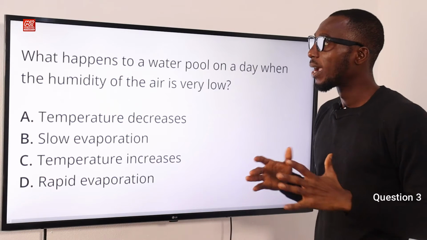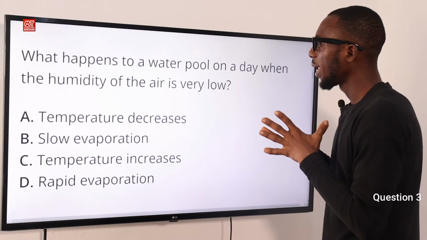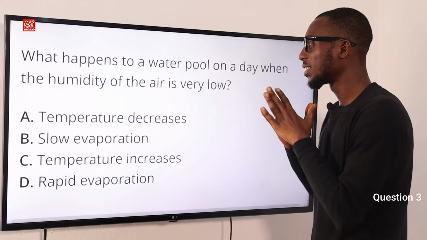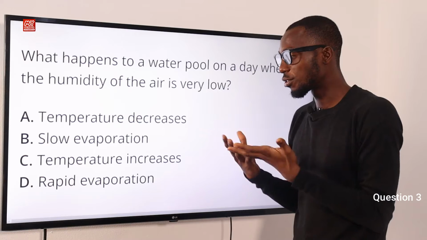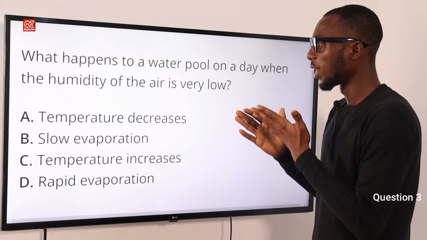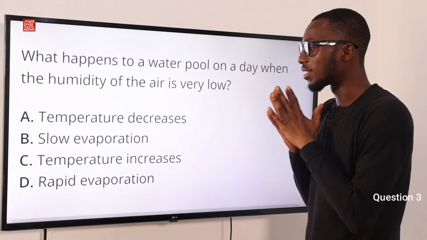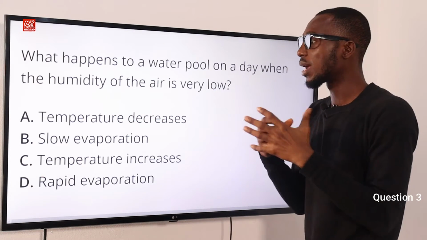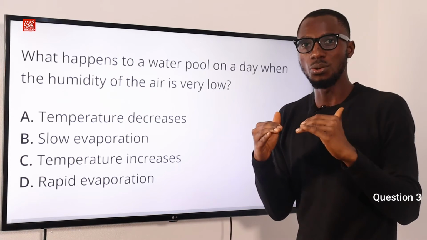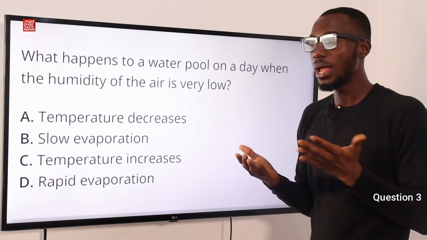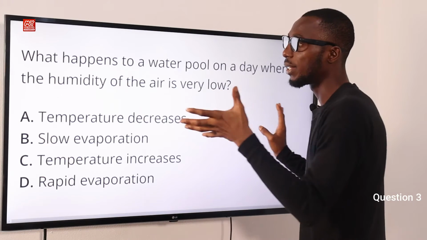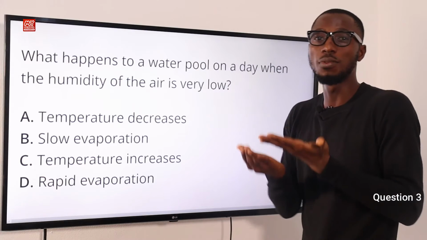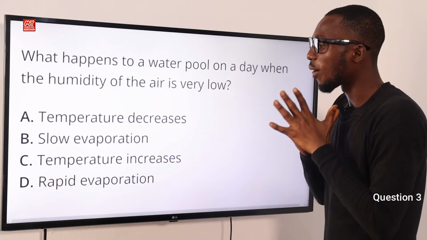Number 3. What happens to a water pool on a day when the humidity of the air is very low? Once the humidity is low, that means the rate of evaporation should increase. So the correct option here is option D. There is rapid evaporation, because at this point the level of water moisture in the air is low, so it allows for more evaporation. In a situation whereby the humidity is already high, evaporation is going to be very slow. So the correct option here is option D.